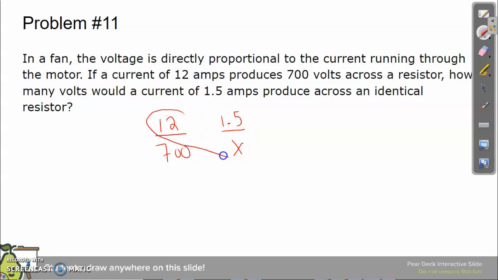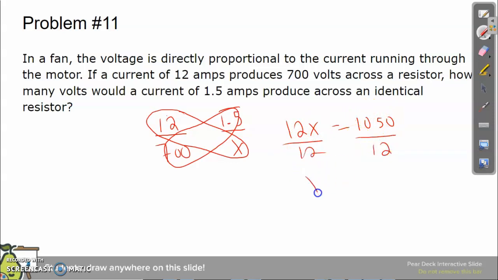So 12 times x, that becomes 12x, and then 700 times 1.5 gives you, so 700 times 1.5, let me go ahead and do that. That gives me 1050. Now you're going to divide that by 12. X will equal 87.5. And you're done. Let's go ahead and continue to the next problem.